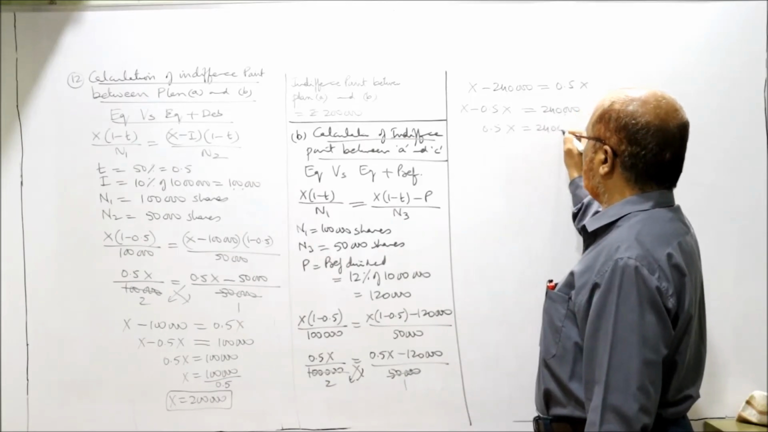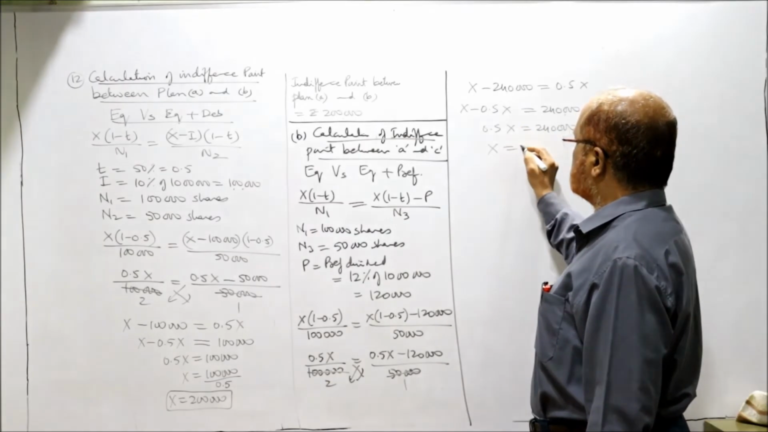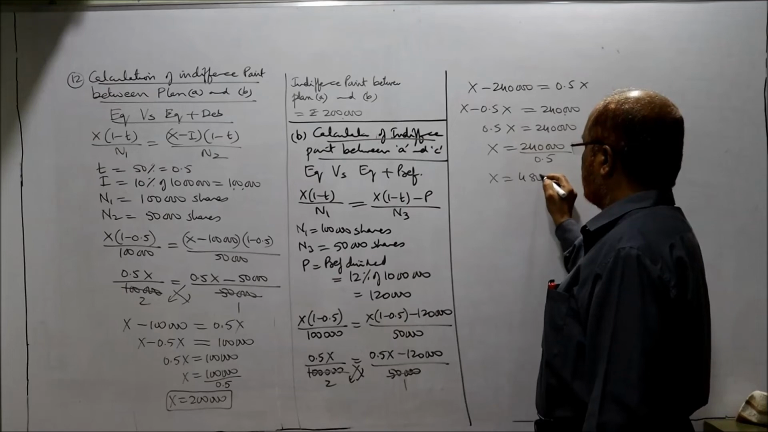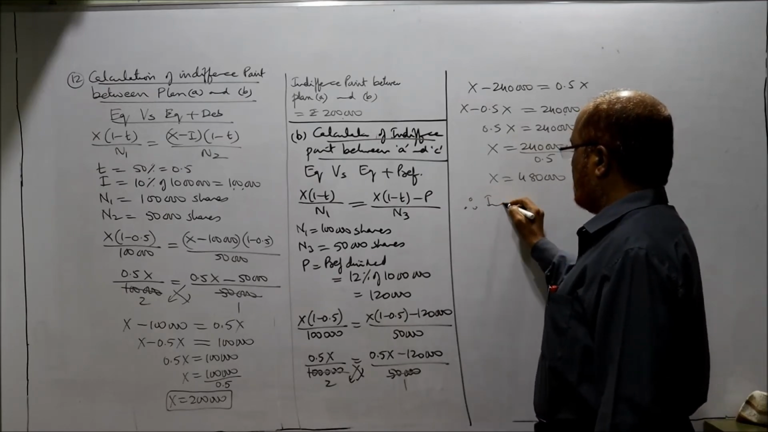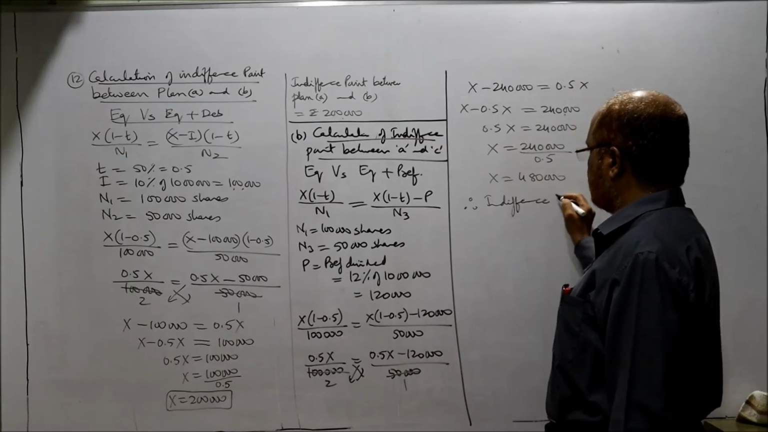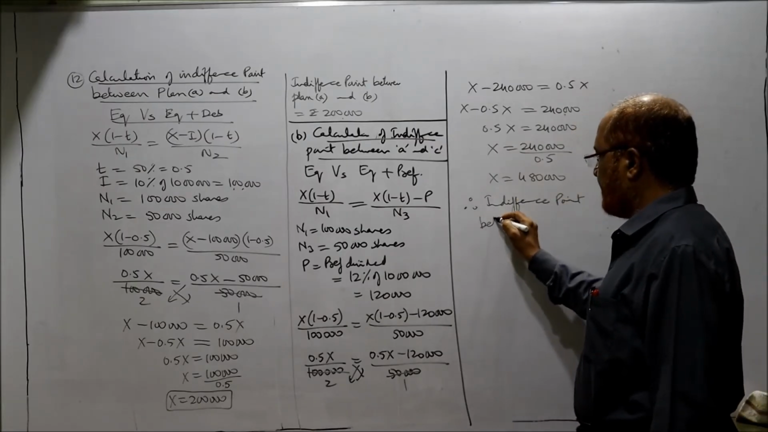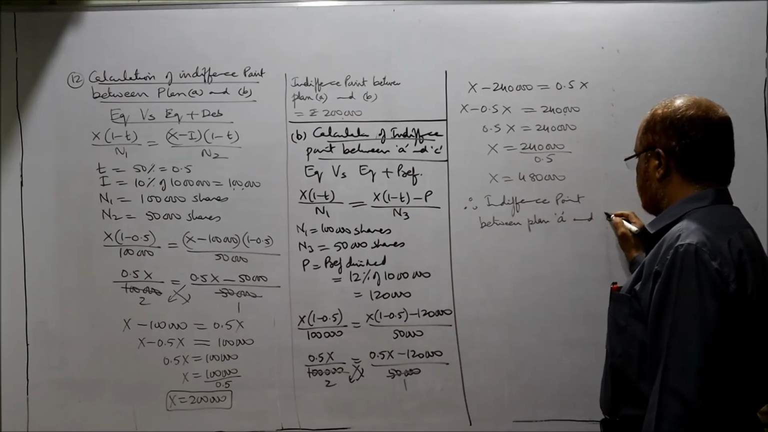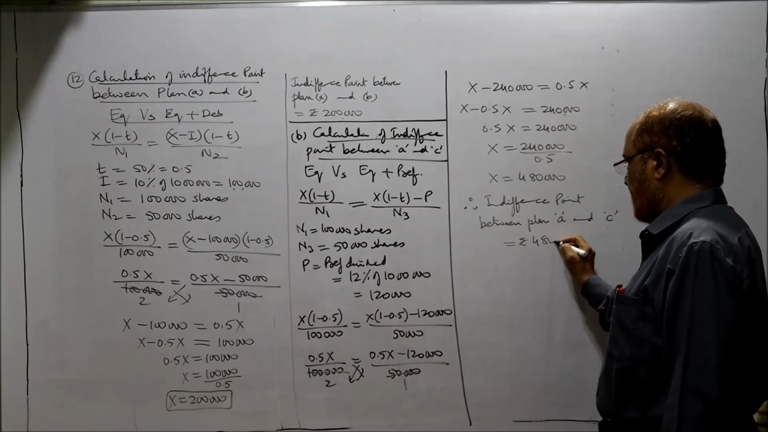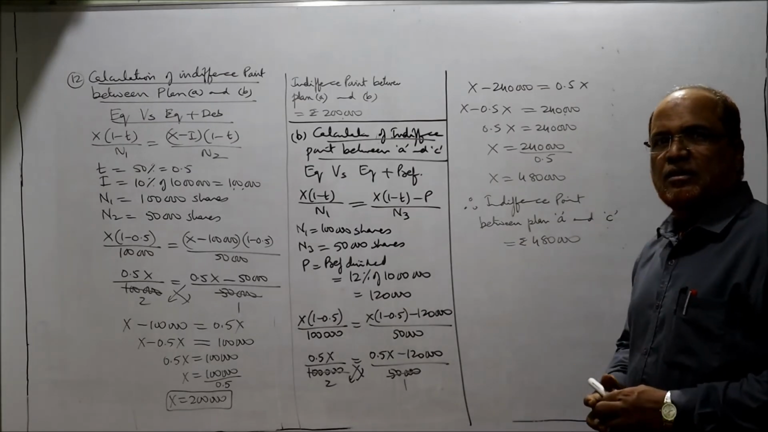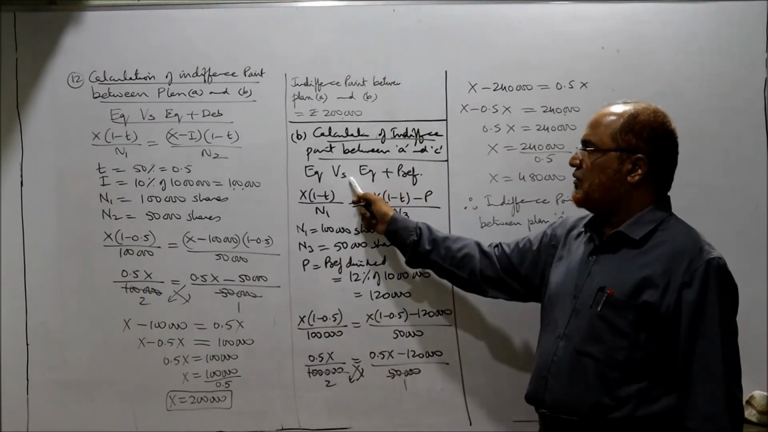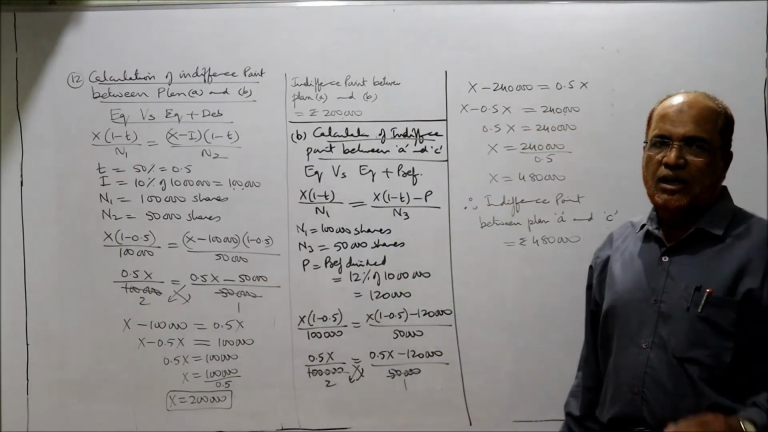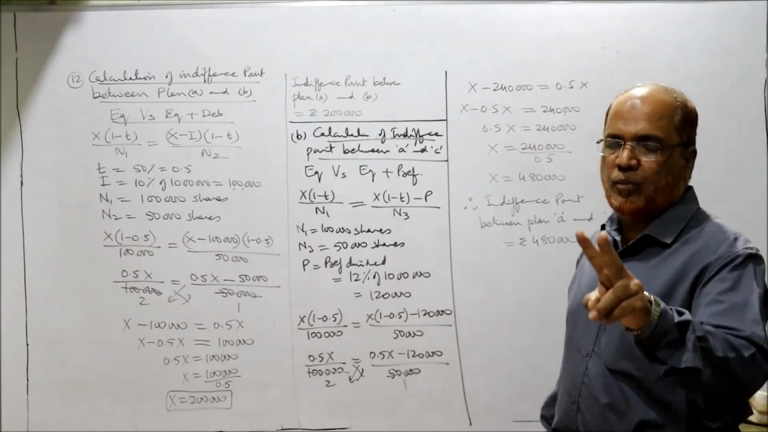0.5x is equal to 2,40,000. Then x is equal to 2,40,000 divided by 0.5. Therefore, indifference point between plan A and C is equal to rupees 4,80,000. That's it. So in this case we have taken equity versus equity plus preference. There we have taken equity versus equity plus debentures. Even if you want to verify, you can verify. You will get both the EPS same.